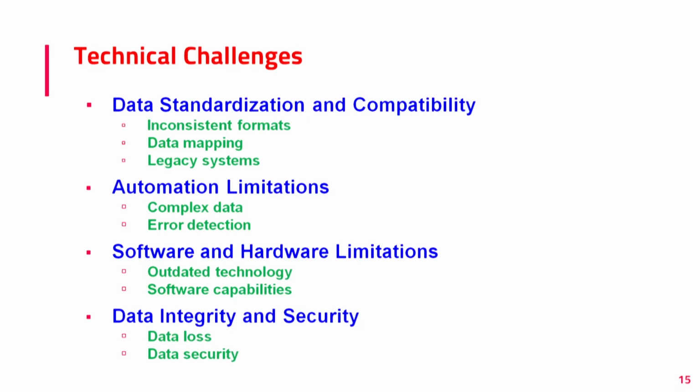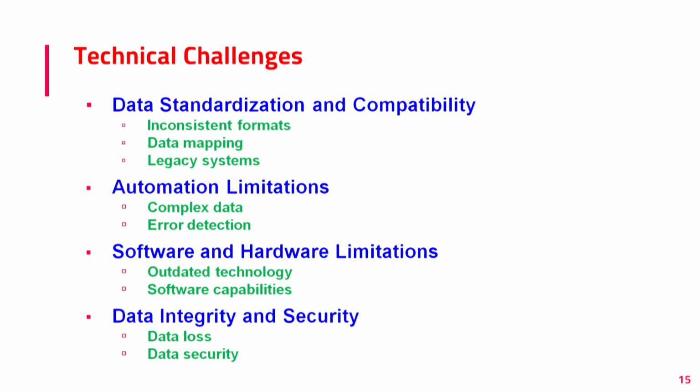When we talk about data standardization and compatibility, in short, the major challenges under this head are inconsistent format, data mapping, and legacy systems. When we talk about automation limitations, there can be error detection issues, and sometimes the data will be complex, so that it will not be compatible with the system, software or hardware you are using. So that can be the problem with automation.